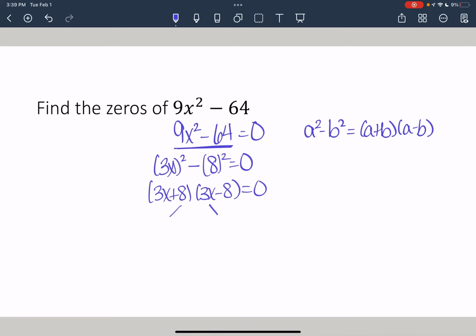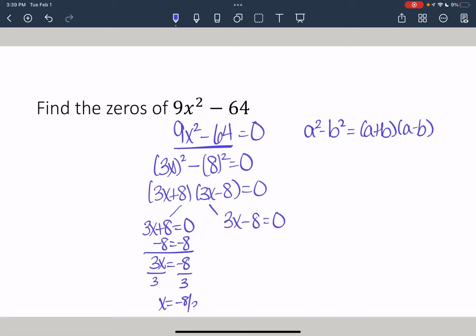So I can set each factor equal to 0 and solve for x. First I subtract 8, and I get 3x equals negative 8, and then I divide by 3, so x equals negative 8 over 3. Here I can add 8 to both sides. I get 3x equals 8, and then divide by 3, and that gives me x equals 8 over 3.